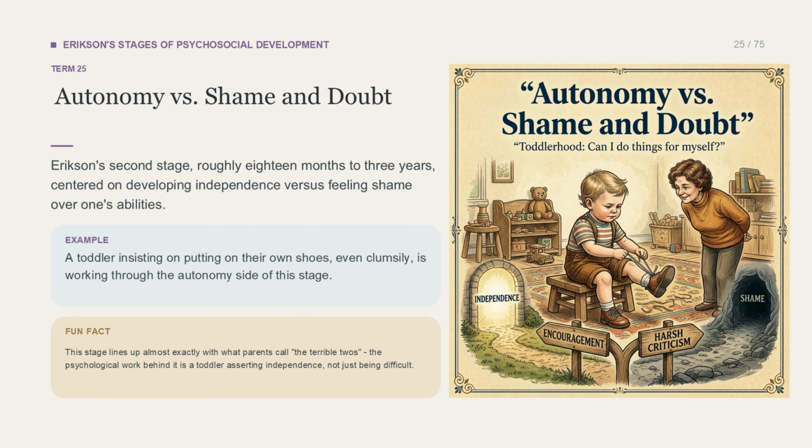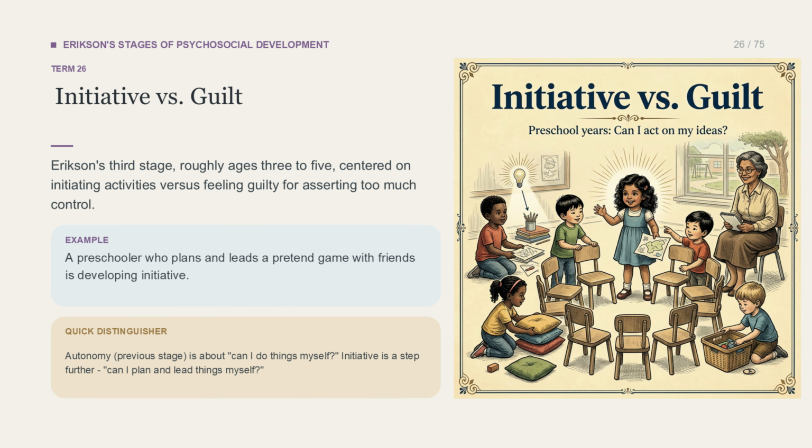25. Autonomy versus shame and doubt. Autonomy versus shame and doubt is Erikson's second stage, roughly 18 months to 3 years, and it's centered on developing independence versus feeling shame over one's own abilities. A real-life example is a toddler insisting on putting on their own shoes, even if they're on the wrong feet, is working through the autonomy side of this stage.